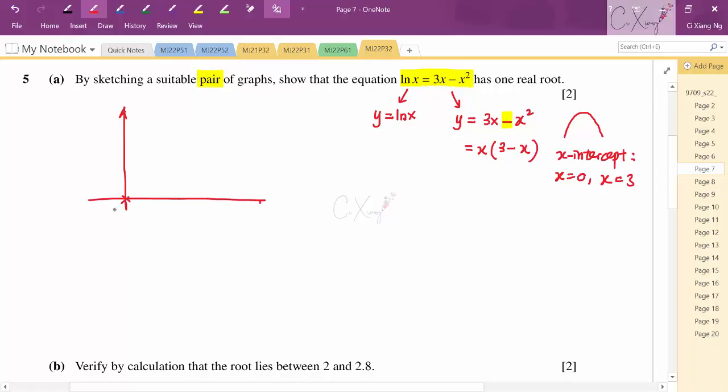Right, so I'm having a 0 here. Okay, I will have a 3. I will label it later. Then I want to draw the N shape of the parabola now. So I will have something like this. Okay, so this is a 3.